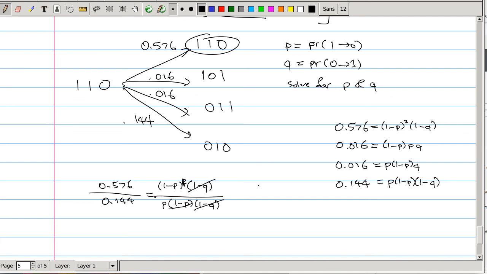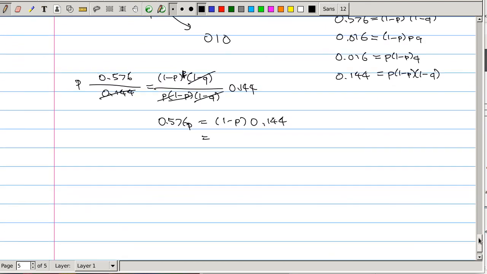So we have to multiply p to the other side, and then multiply this 0.144 to the other side over here. So that p is now gone, that 0.144 is gone. So that means we have 0.576p equals 1 minus p times 0.144. I mean, you guys can probably tell how to solve the rest of this, but we can try to work this out.